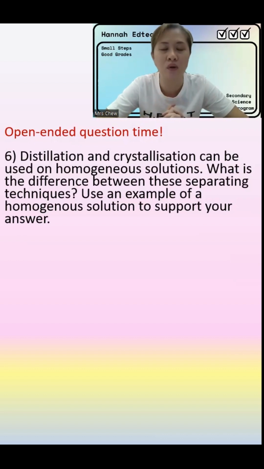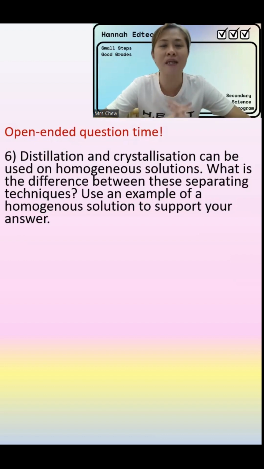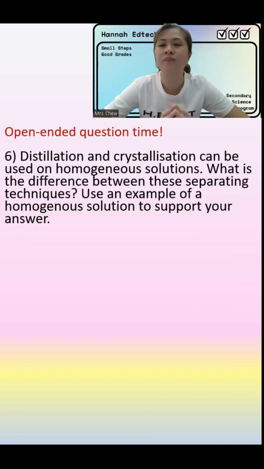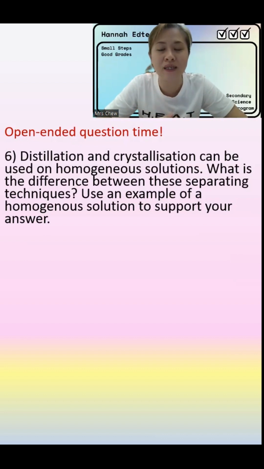An example will be sugar solution, copper sulfate solution, salt solution. It is homogeneously mixed, so you won't see sediments. Heterogeneous mixtures are called suspensions, like sand plus water. You will see sediments at the bottom. Distillation and crystallization, although they can be used on homogeneous solutions, are used to obtain different substances.